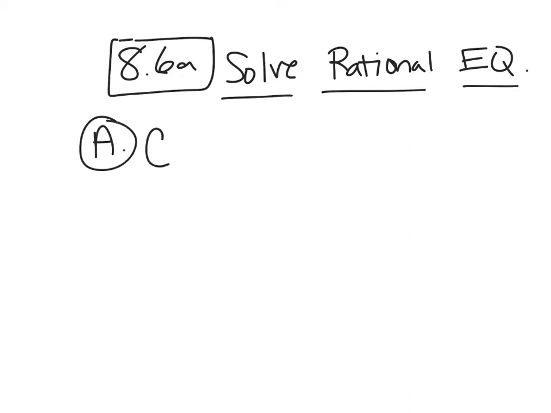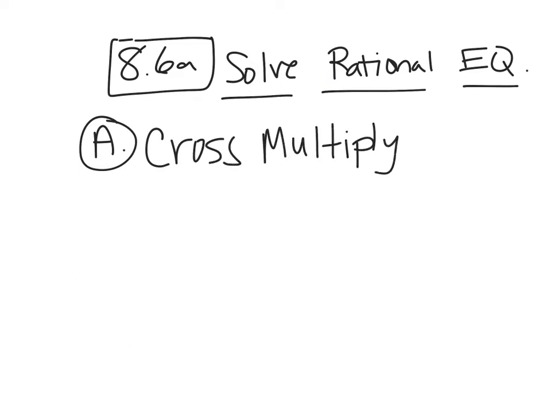One way is going to be something called cross multiply. And you're going to feel very comfortable doing this because you've done it before in Algebra 1. You've cross-multiplied to solve. Now, cross-multiply only works when you have two fractions and they're equal to each other, or two things equal to each other. You can make anything into a fraction.